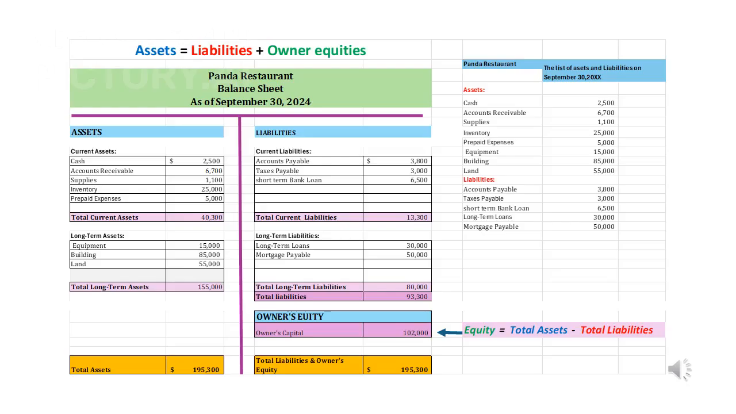Here is an example of a balance sheet for Panda Restaurant as of September 30, 2024. It shows the assets, liabilities, and owner's equity, demonstrating the equation: assets equals liabilities plus owner's equity.